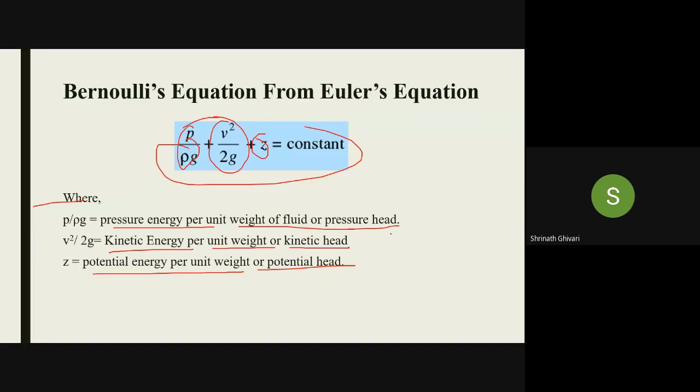The unit for pressure head is meter. The unit for kinetic head is meter. The potential head is meter. How? Pressure is Newton per meter square divided by rho, which is kg per meter cube, into g, meter per second square. If you do all this, you will be getting meter at the end. Same for this, same for this. So the unit is meter. So this is the Bernoulli's equation which gives the total energy equation. The total energy equation is the sum of pressure head, kinetic head and potential head.